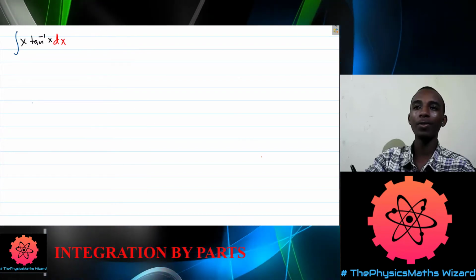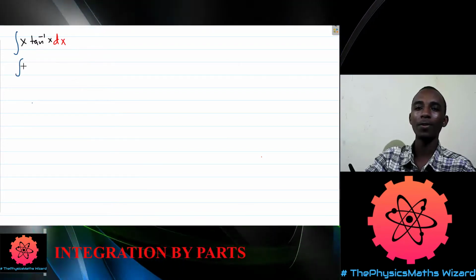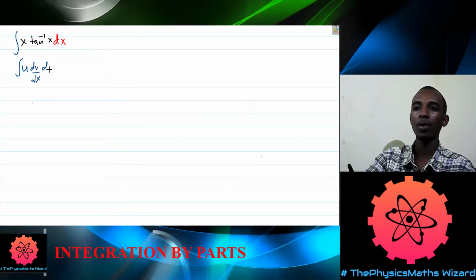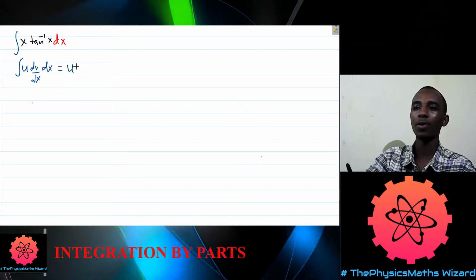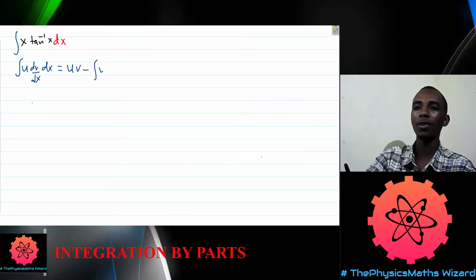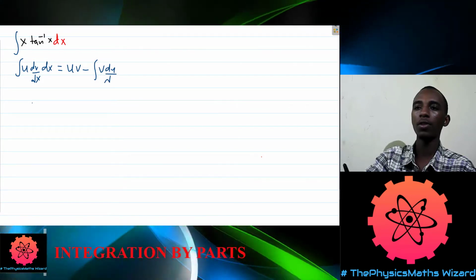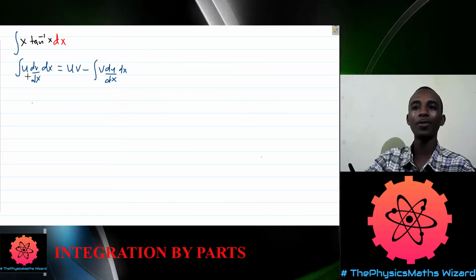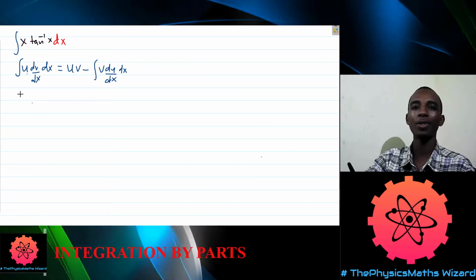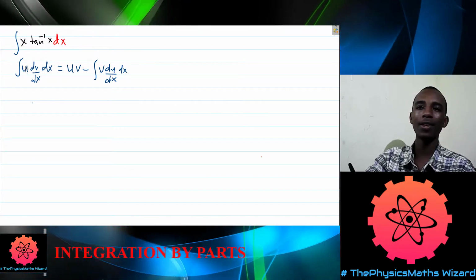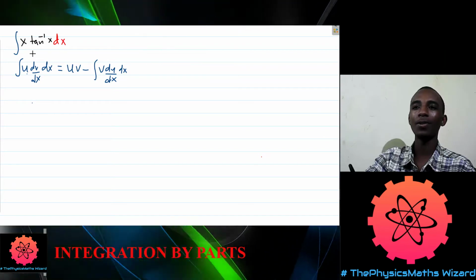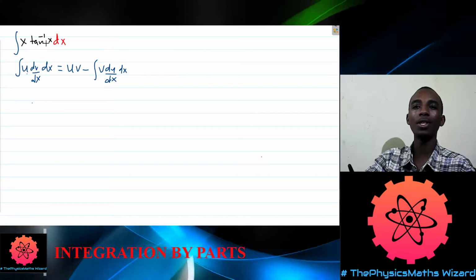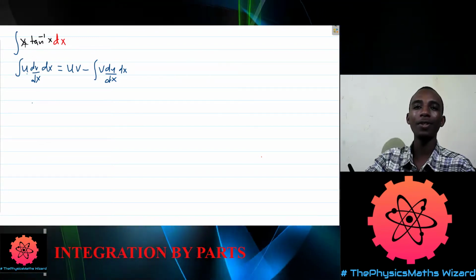So I'll write down the formula for integrating by parts. If I have the integral of u times dv/dx with respect to x, this is going to be the same as uv minus the integral of v du/dx dx. Now, of course, we have to be very careful which function we choose as u and which function we choose as dv/dx. In this case, it is a little bit easier to integrate x. So I will let u be arctan of x, and then I will let dv/dx be equal to x.